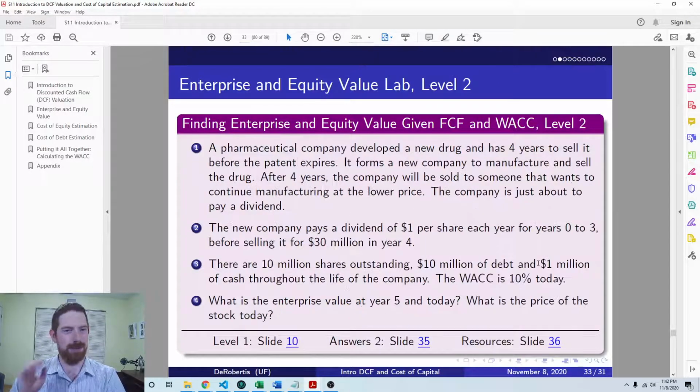And the second one is similar. We're also trying to get the enterprise value as well as the stock value with a slightly different situation. So that covers enterprise value and equity value in the DCF model.